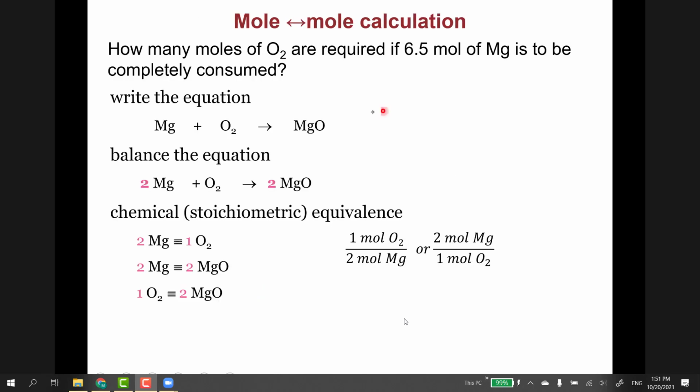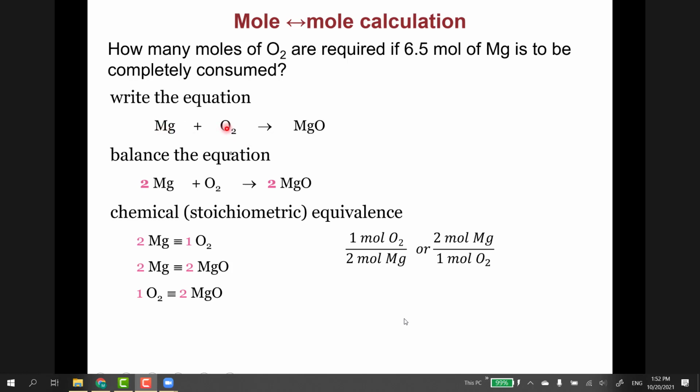So if you have 6.5 moles of magnesium completely reacting with oxygen, how many moles of oxygen are going to be required? To carry out this calculation, you start by writing the equation that describes the reaction. It says reacting magnesium with oxygen to make magnesium oxide. The second step is going to be balancing the equation. You have to make sure that the number of atoms of each element is the same on both sides.